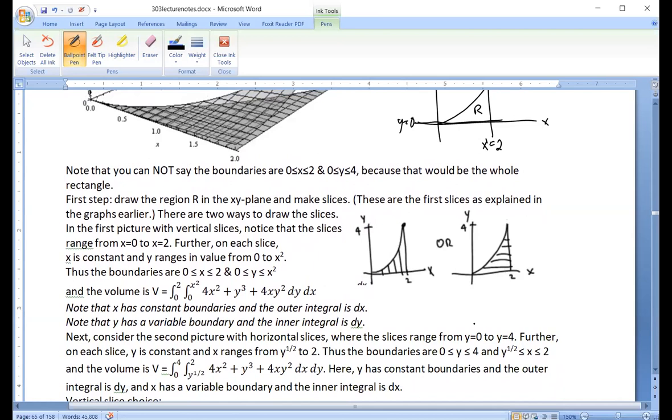And now we can write down the integral to find the volume. Volume equals integral from 0 to 4, integral from y to the 1/2 to 2 of our function. And now it's dx dy. Again, notice that dy is the outer integral with constant boundary 0 to 4, and x is your inner integral with the variable boundary y to the 1/2 to 2.